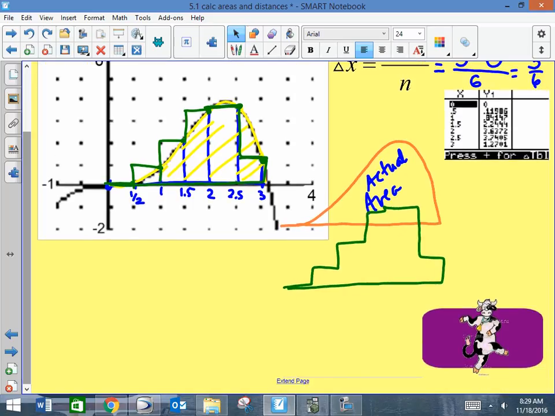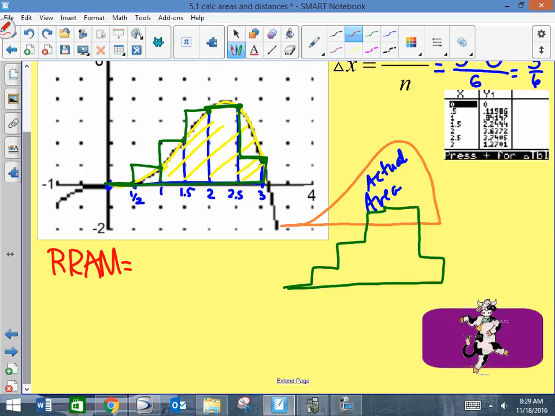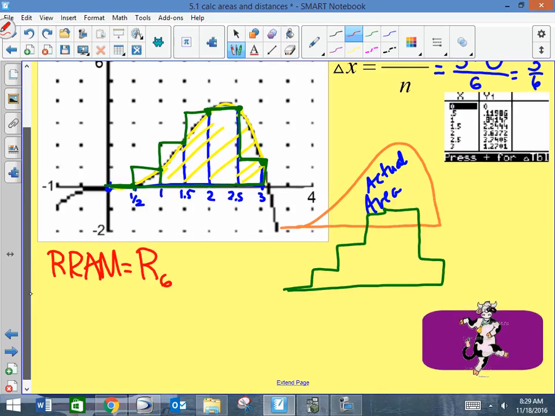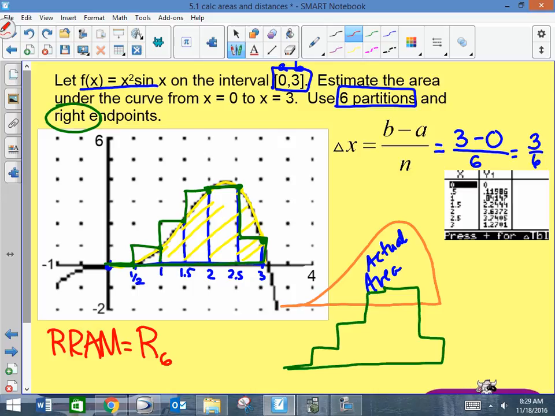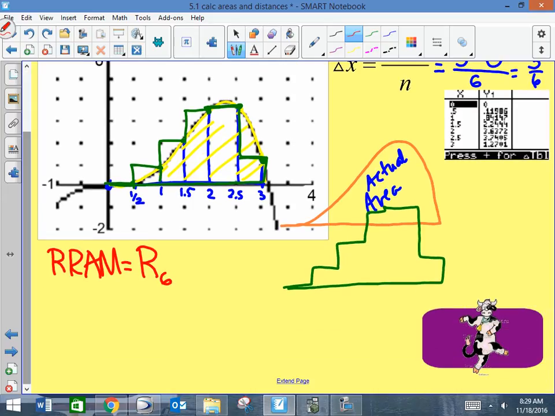I'm going to spread it out. And while I'm doing this, I'm going to do a right RAM. You'll also see this as R6. Why 6? 6 partitions. Why R? From the right. So that's kind of how you keep it in your head, but we've already divided it, so we should be good. So I should have 6 rectangles when I'm done. So length times width 6 different times. Okay, so here we go.